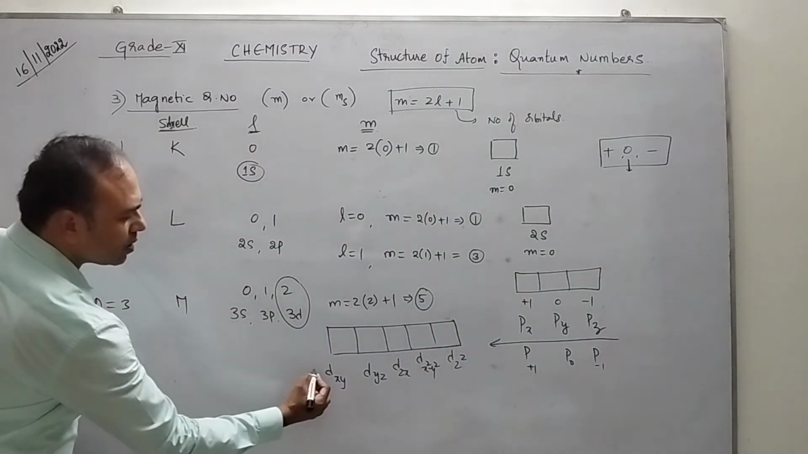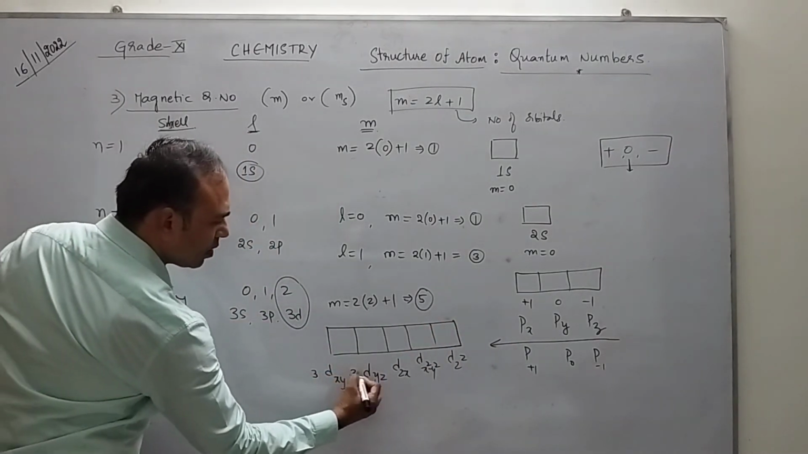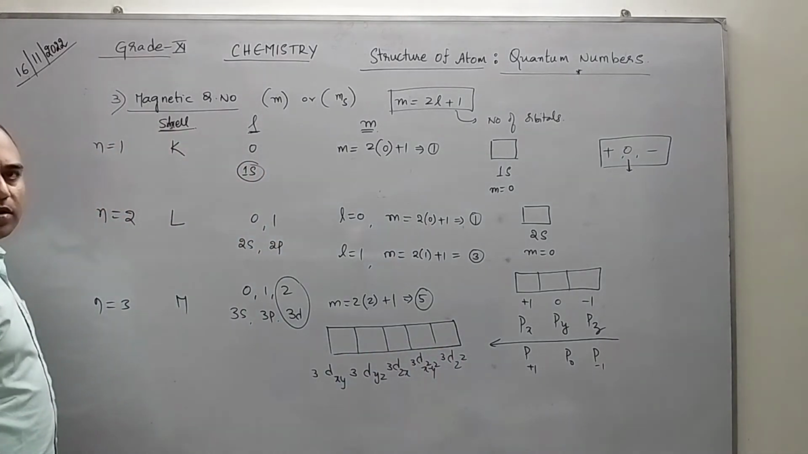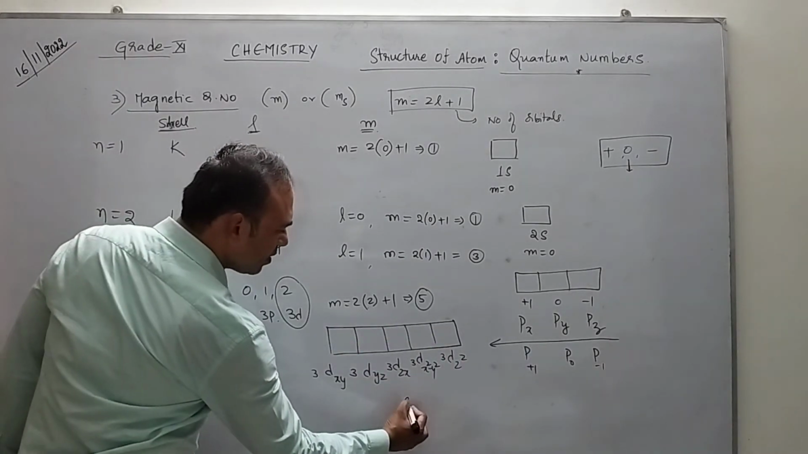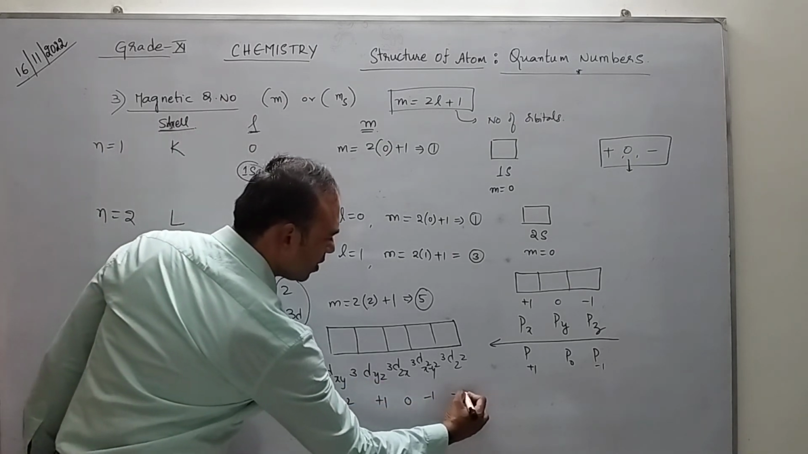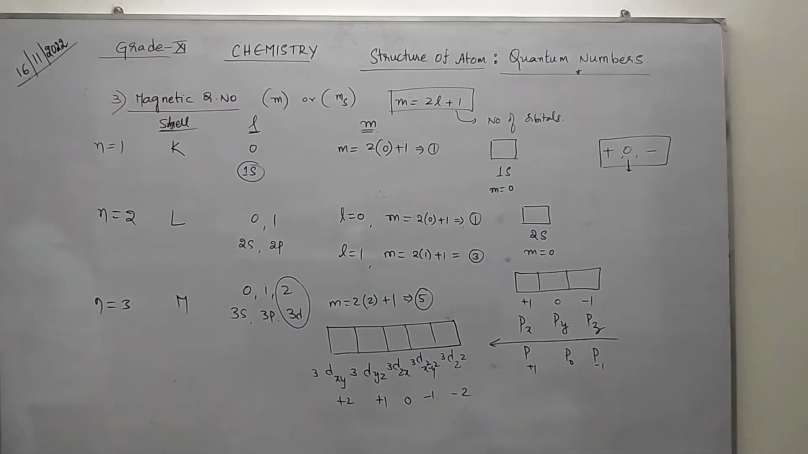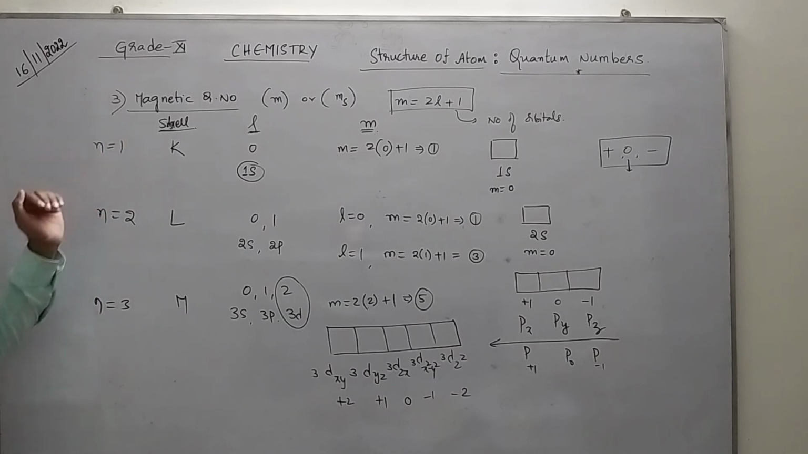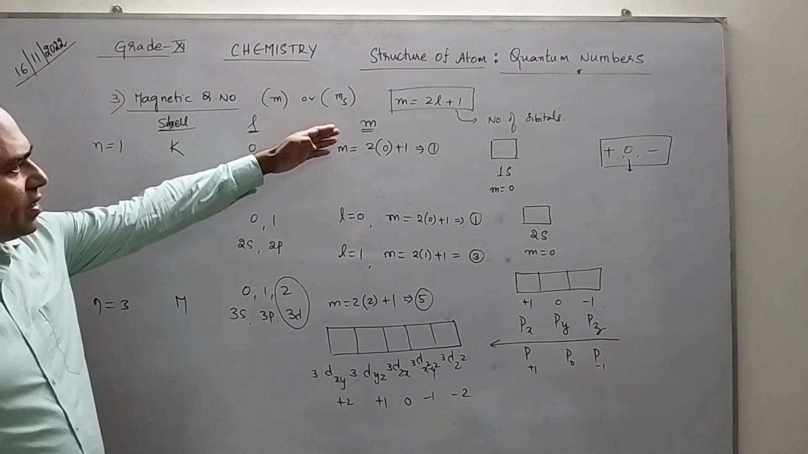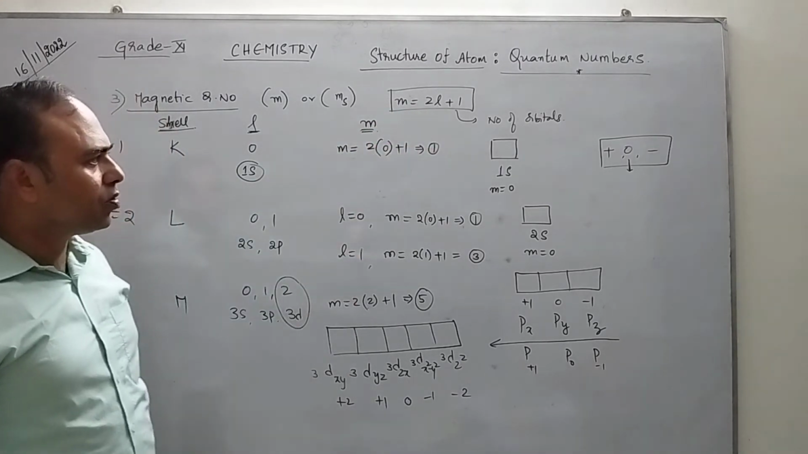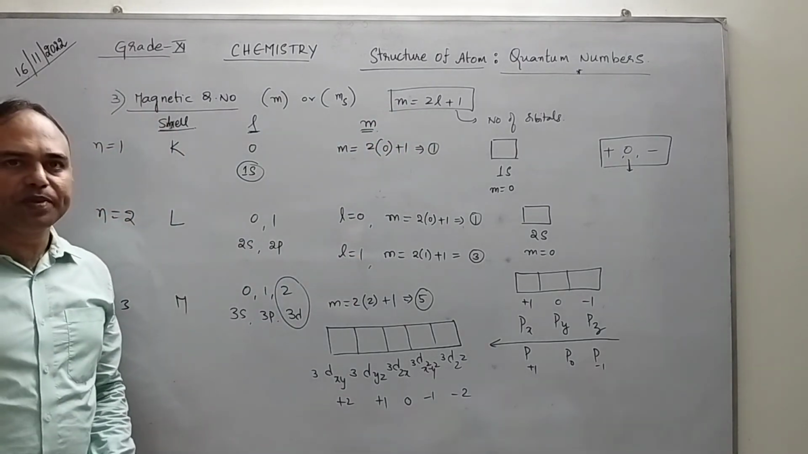Because you are in the third shell, you can write the n value as 3. Now what are the values of m here? At the center you write 0, here it is plus 1, plus 2, this is minus 1 and minus 2. Hope you are able to understand. So using this method, you can calculate the orientation of orbitals in space, and the values also you can easily calculate by m is equal to 2l plus 1. Hope you have understood. Now let us move to spin quantum number.